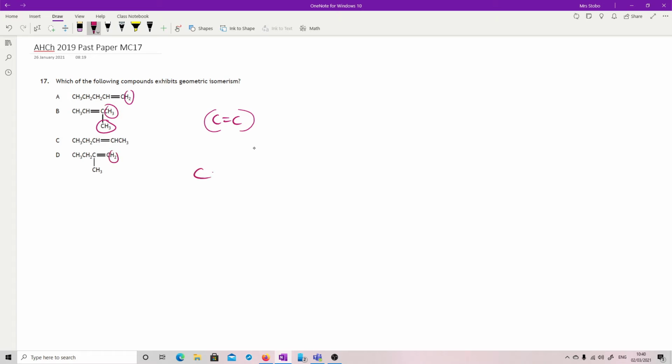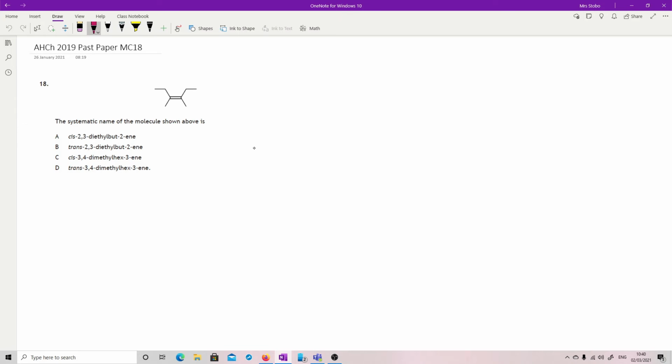This one, however, C double bond C, and I've got a CH3, so that's going to allow me to flip. And then on the other side, I've got a CH and then an ethyl group here. So this would allow me to flip as well. So C.